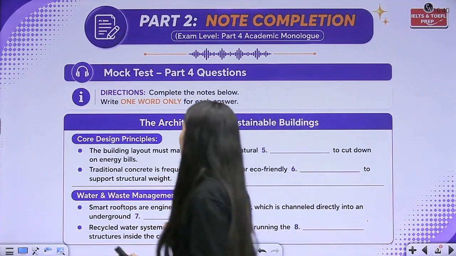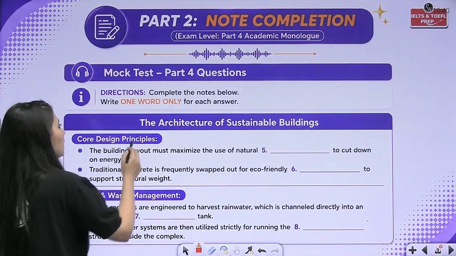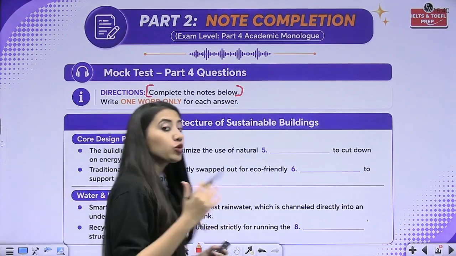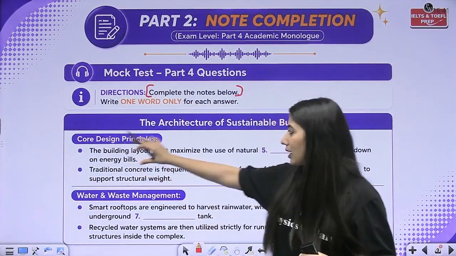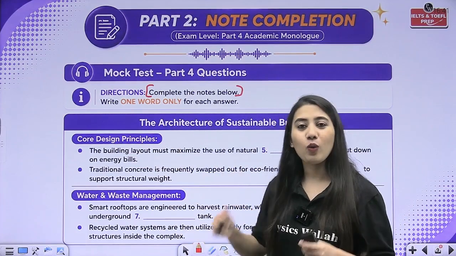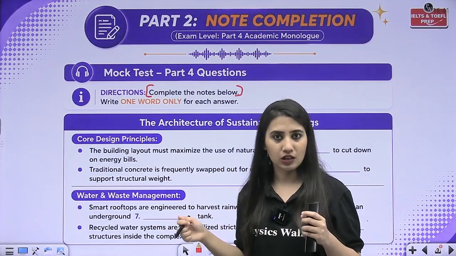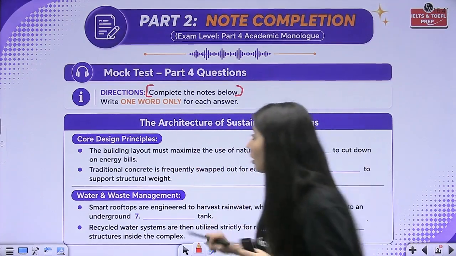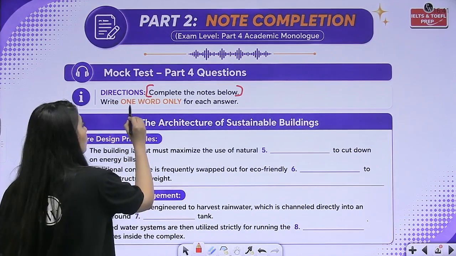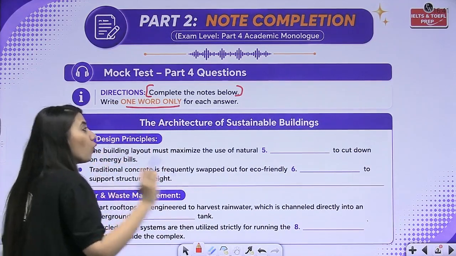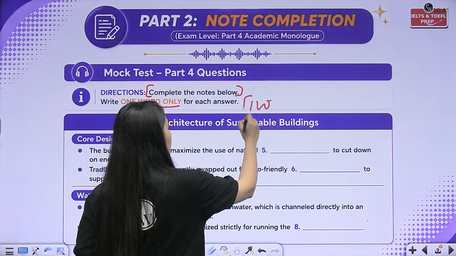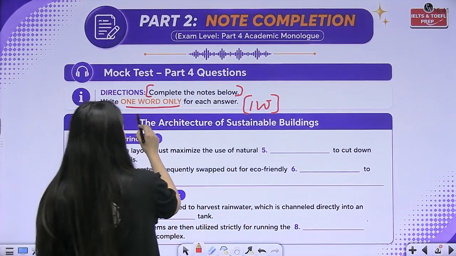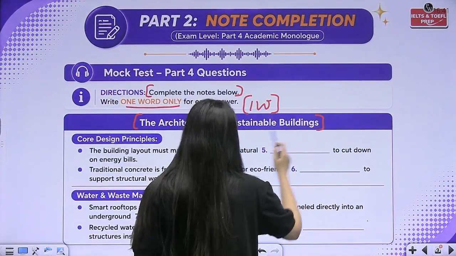Okay, now let's read it. So complete the notes below. It's all about notes now, guys. Notes are going to come in this format where it contains some blanks in it. There's a note full of blanks which you need to fill out from the audio. Now see what it says. Instruction says one word only. Can you see this? You can only use one word. You cannot use anything which is more than one word. Okay, please keep this in mind. Now, the architecture of sustainable buildings is all about that.